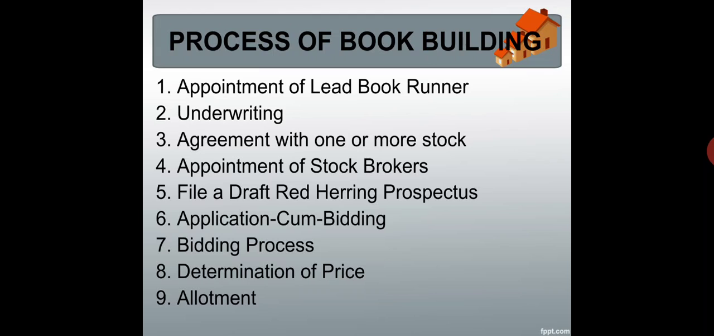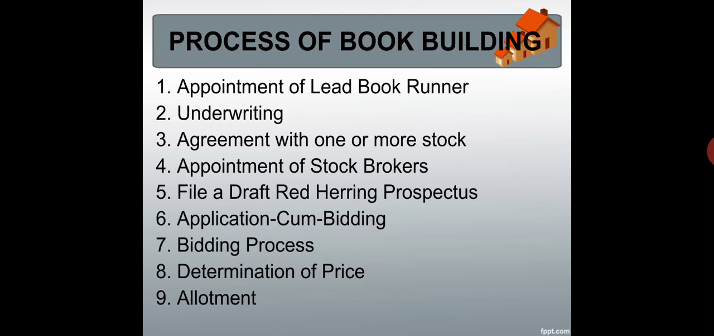Then after, file a draft red herring prospectus. Now the red herring prospectus is nothing but a kind of advertisement. Here the organization is going to advertise that we are offering an IPO through the book building process. Then after, application cum bidding forms. Now here the organization is going to issue the application form cum bidding forms, and they are inviting general people and financial institutions to make an investment in their company.